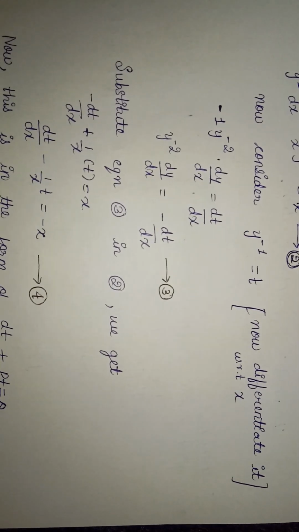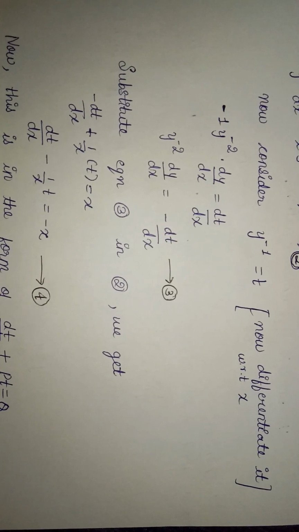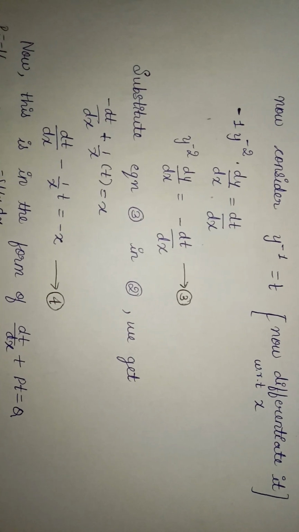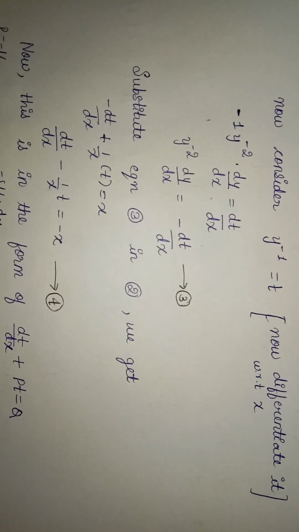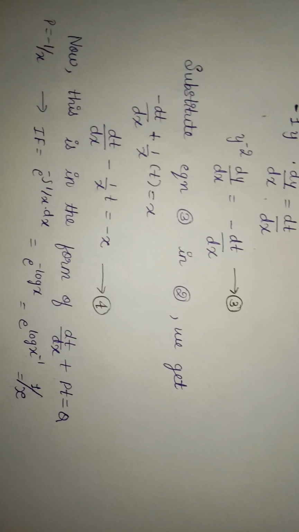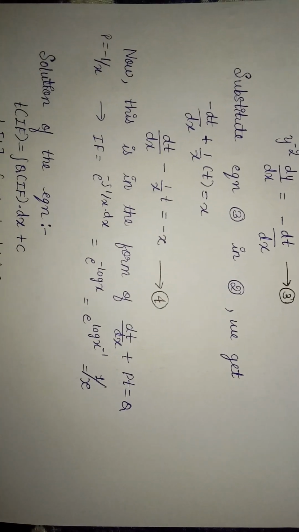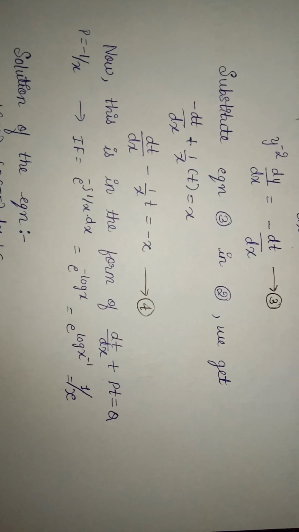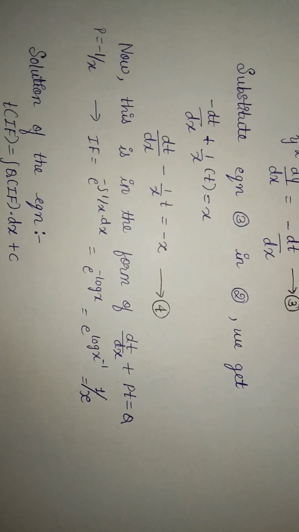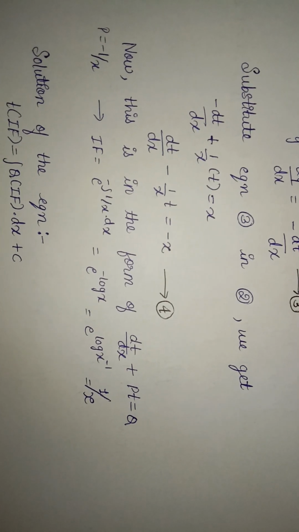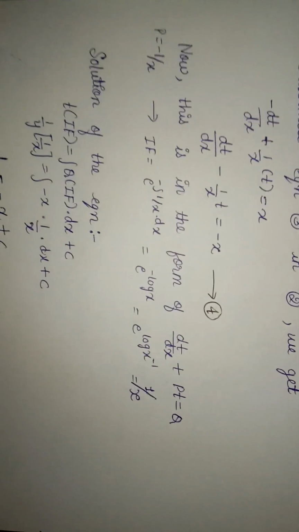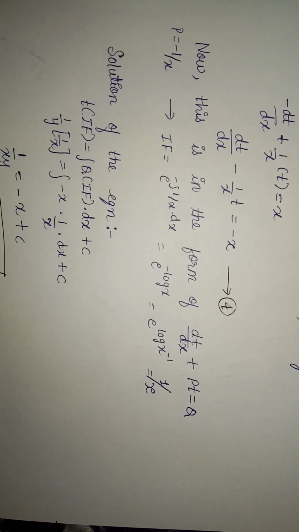We will get minus dt by dx plus 1 by x t equals x. Now it is also not in the standard form due to this minus sign. So we multiply minus 1 to all terms. We will get dt by dx minus 1 by x t equals minus x. Now it is in the form of dy by dx plus py equals q, but we are taking it as dt by dx plus pt equals q. Here p equals minus 1 by x.